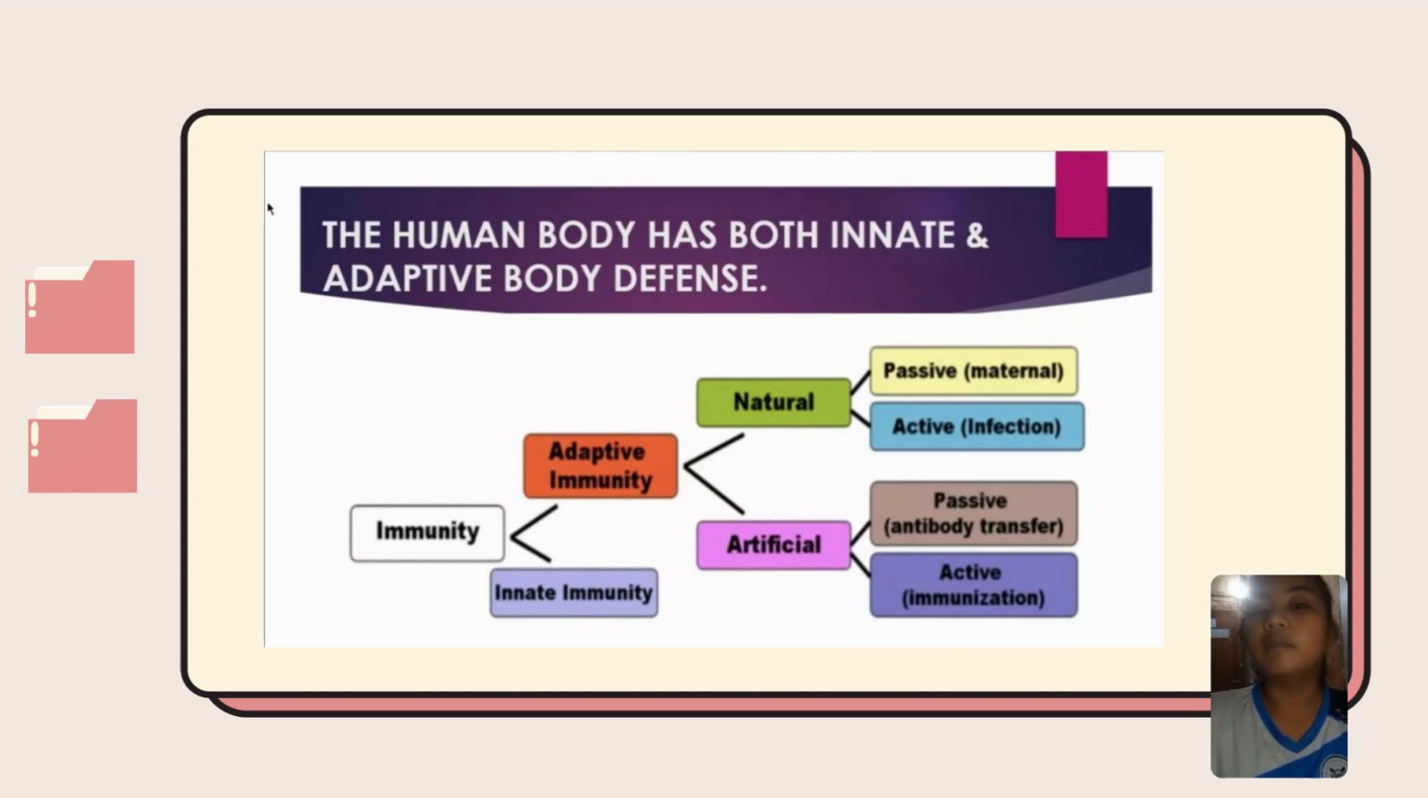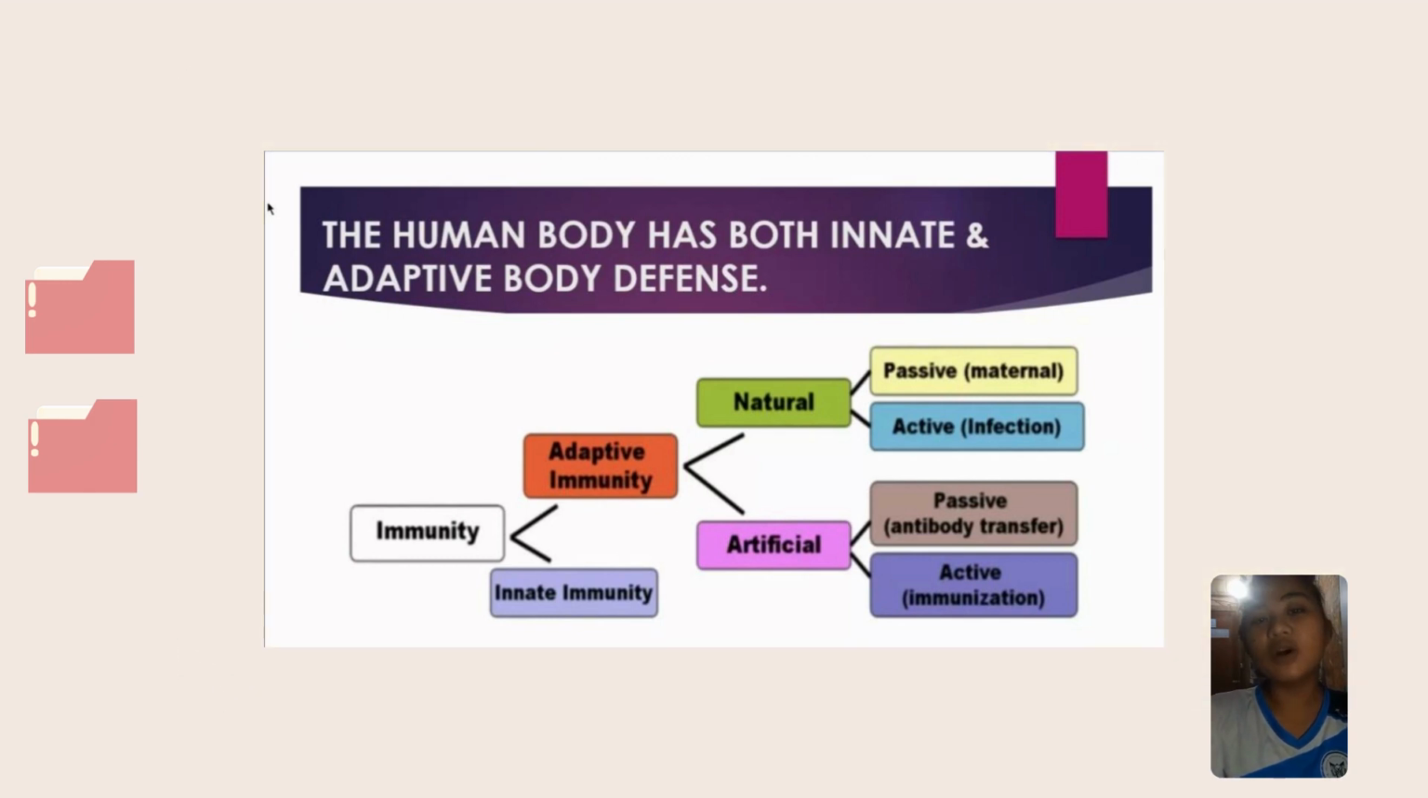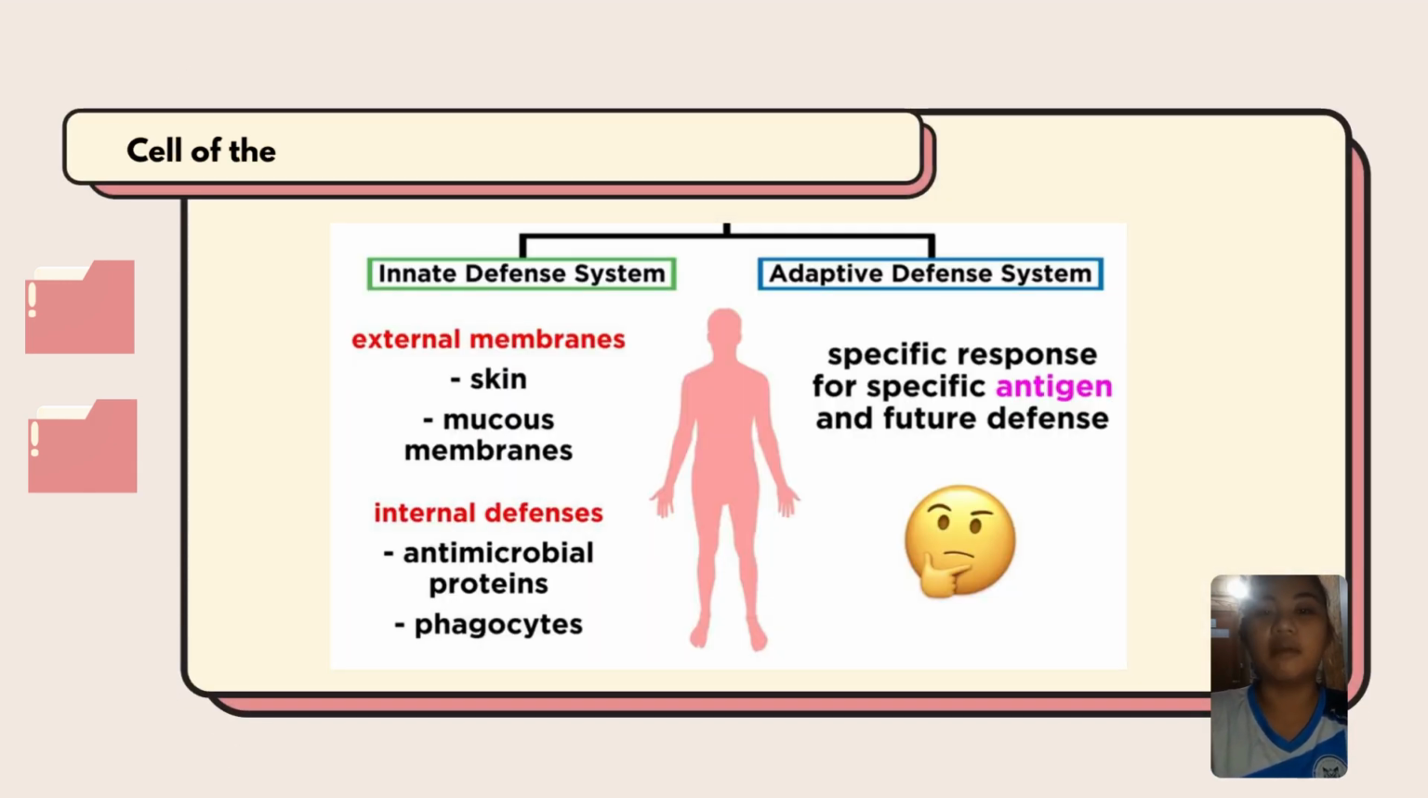Then there is the adaptive defense system. This is much more sophisticated, as it involves a response that is specific to the type of invader, made possible by things called antibodies. These two systems communicate and work together to keep us healthy and safe every day. Let's talk about the innate defense system.